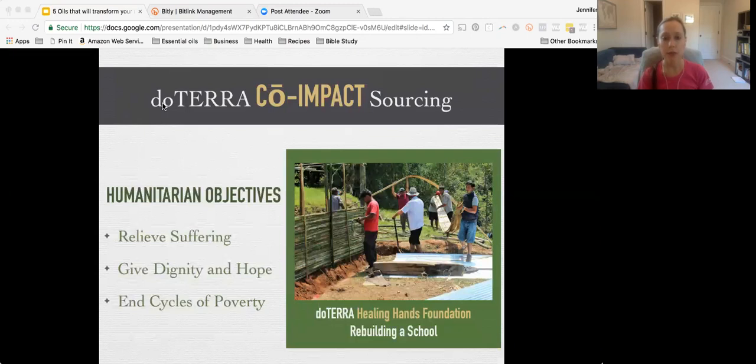So whether it's rebuilding a school or building wellness clinics or bringing fresh sources of water to the local community, doTERRA is really partnering with these communities and helping make their lives better. And so I love the mission of the company and all the impact that they're having all around the world. So it's really, really powerful.